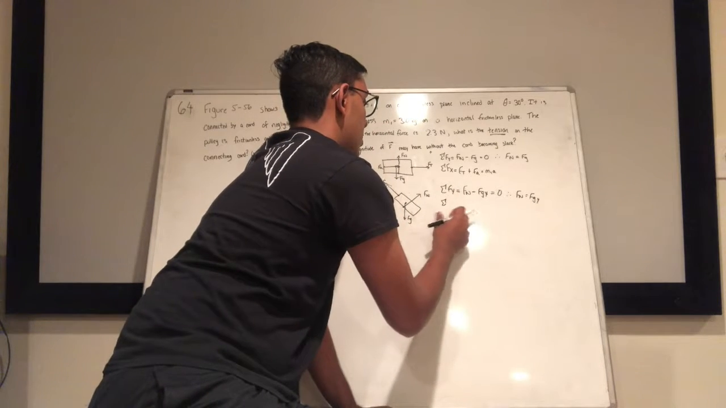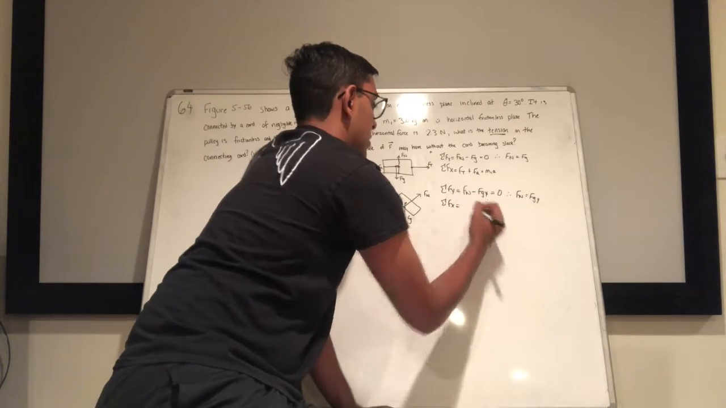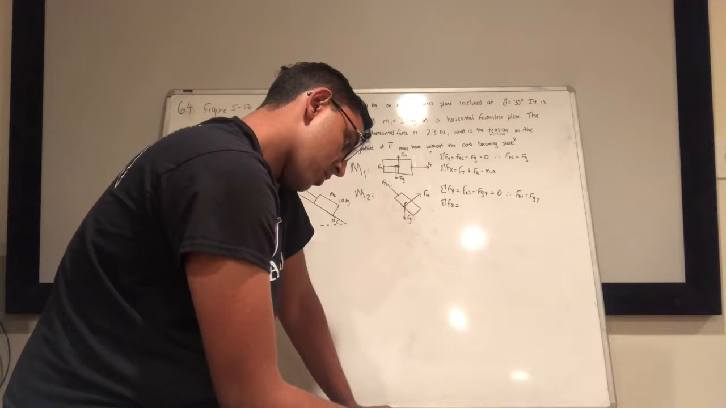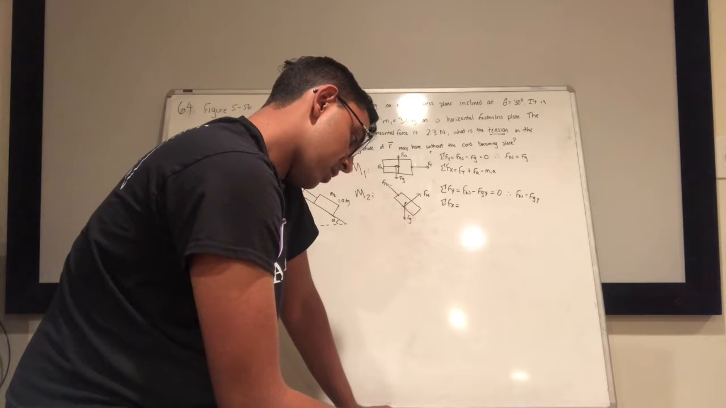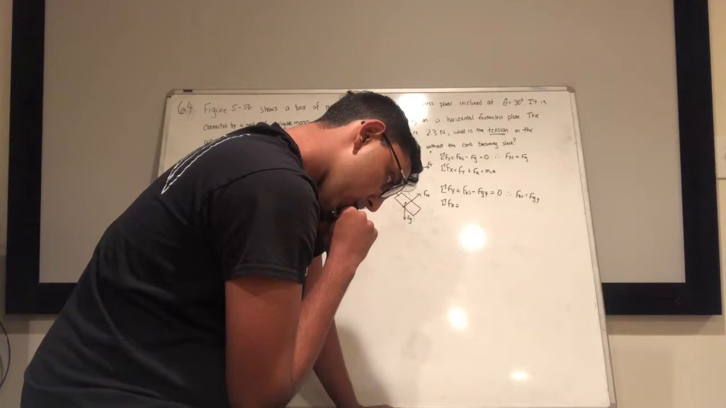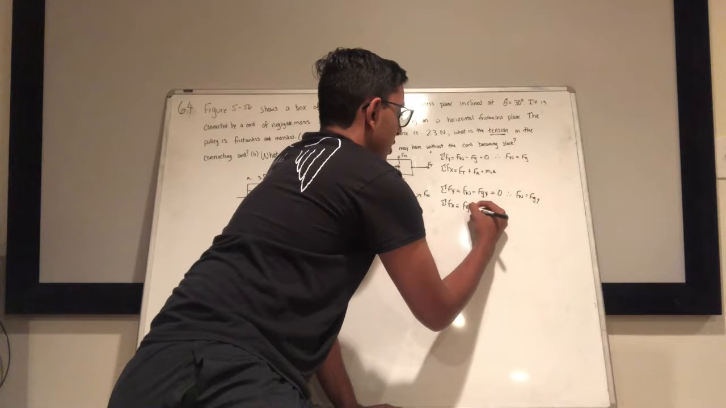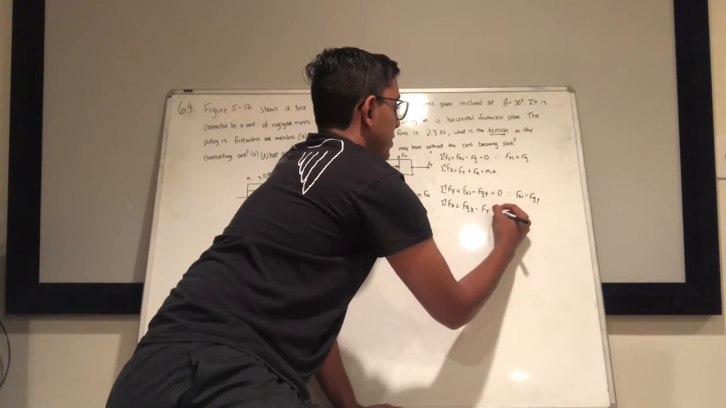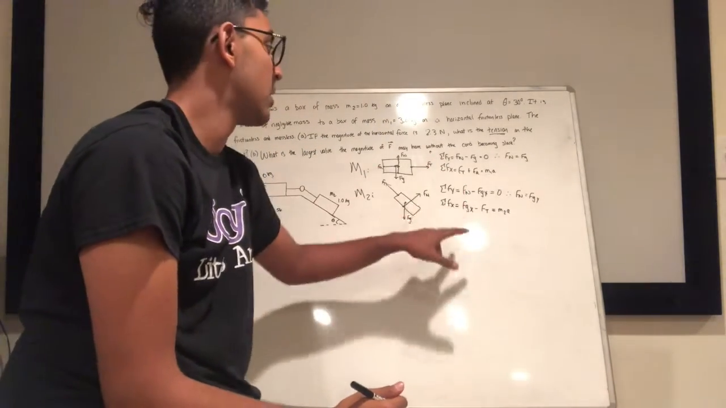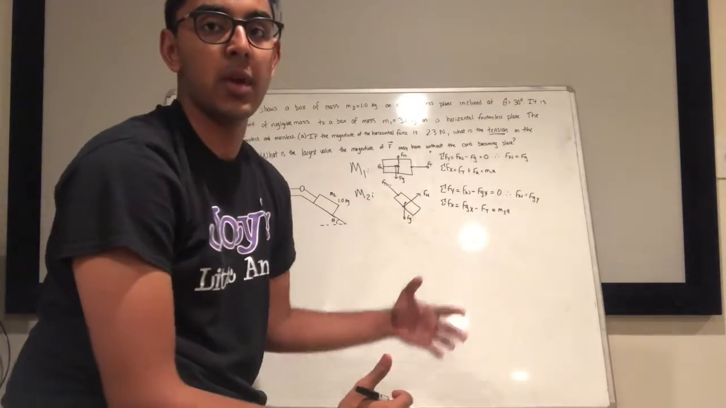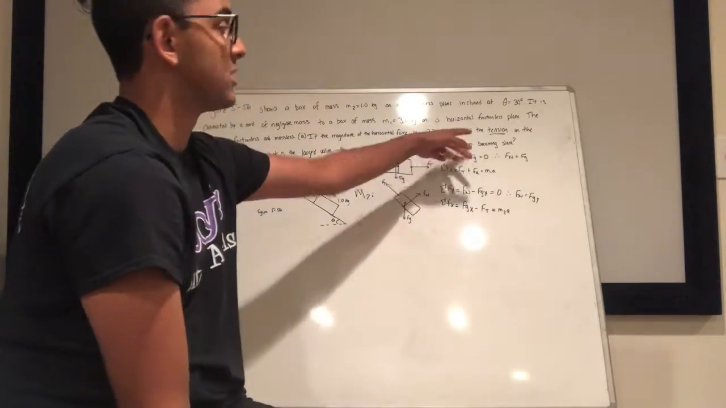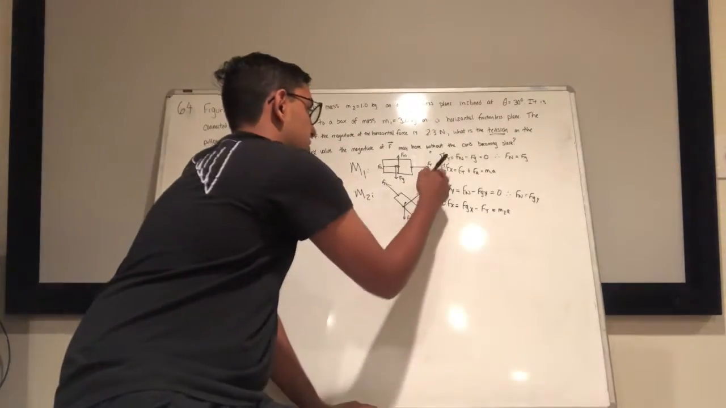And sigma Fx is equal to Fgx minus Ft, which is equal to M2A. So now we'll take this sigma F statement and this sigma F statement and write an acceleration for each block. And since they're in a system, we know that we can set the accelerations equal to each other and solve for the force tension. So let's start with this one.